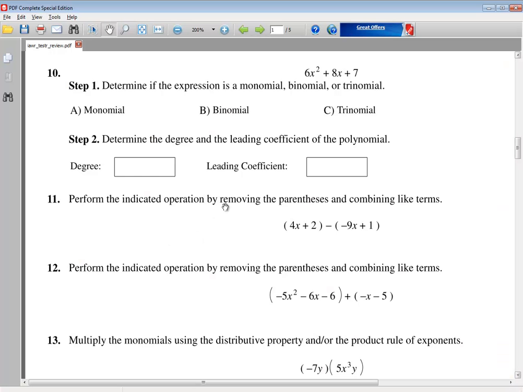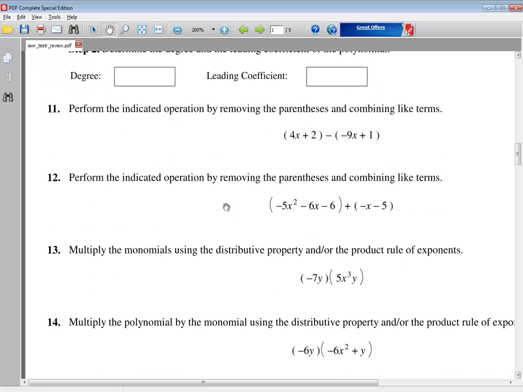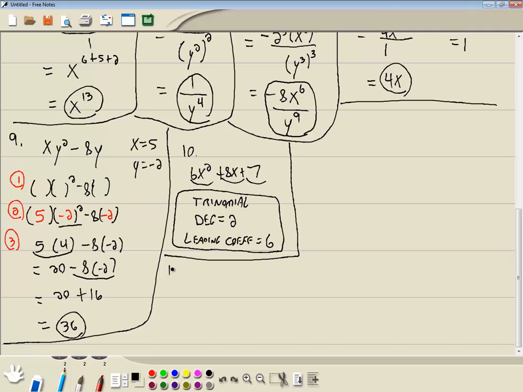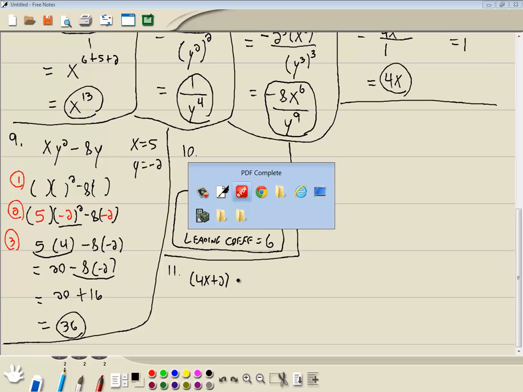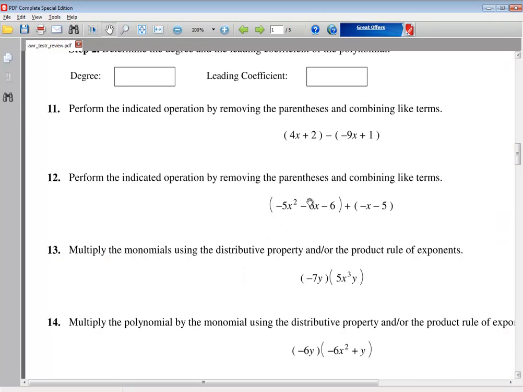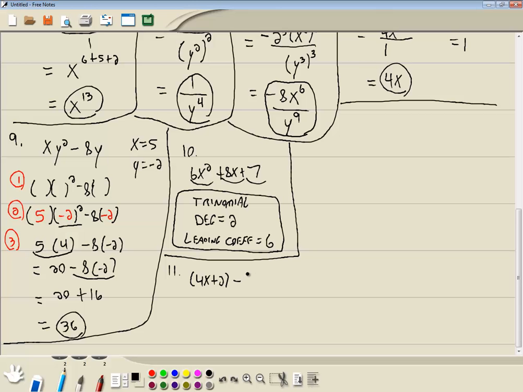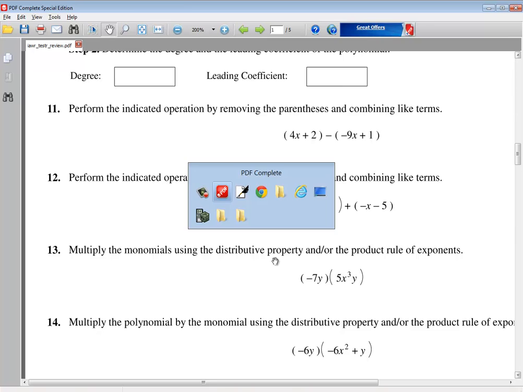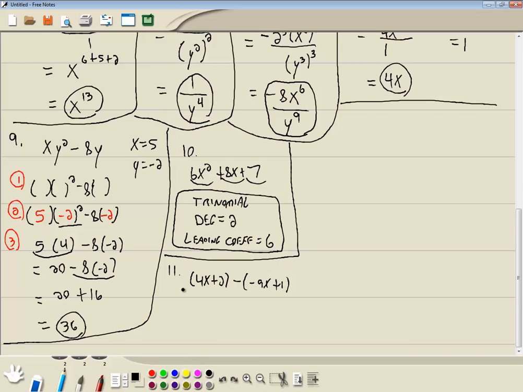Okay, number 11. We got 4x plus 2 minus negative 9x plus 1. And it says get rid of parentheses, combine like terms. Okay, first parentheses isn't doing anything, so I can just drop it.